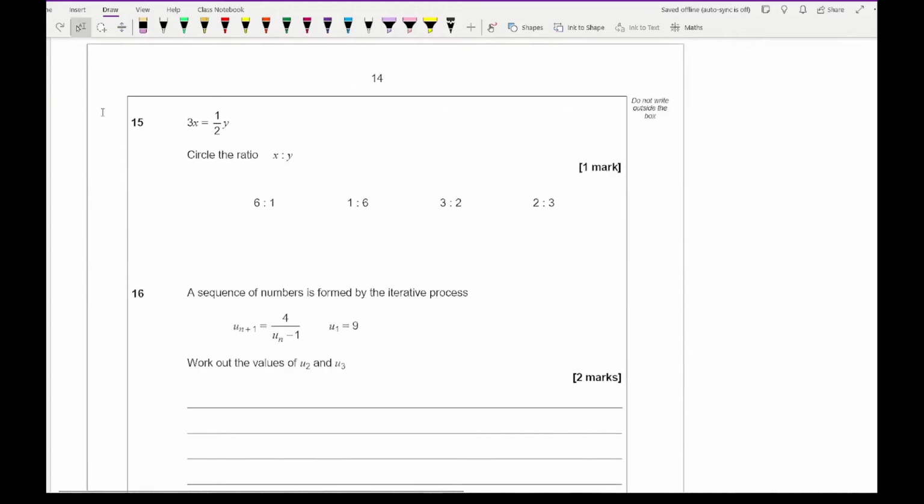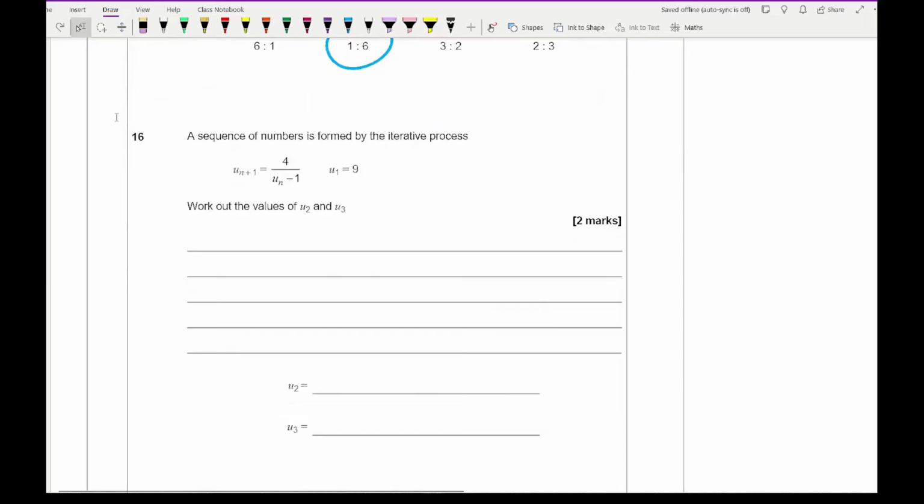Then working with question 15, it says 3x equals a half y. Circle the ratio of x to y. So for this, what we need to do is we can write ratios as fractions. So to get this fraction, what I need to do is take the y over to that side and the 3 over to that side. So what I end up with is a half over 3, which then becomes 1 over 6. So the correct answer is going to be our second option.